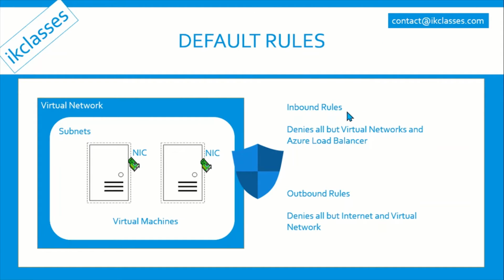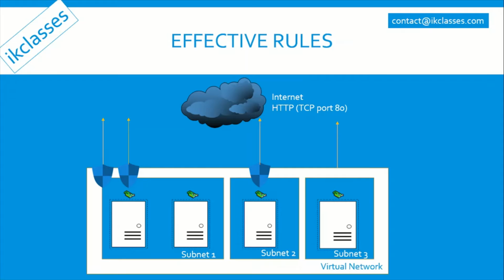The three default inbound rules created by Azure deny all the traffic, but traffic within the virtual network and from the Azure load balancers is allowed. Similarly, the three default outbound rules created by Azure deny all the traffic, but we have access to the internet. From within the virtual machine, you can go to the internet and you can access any resource available in the virtual network.